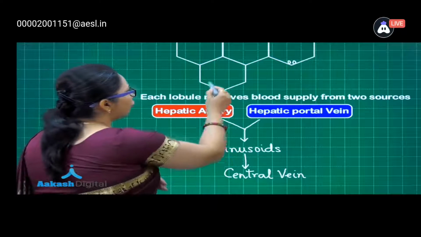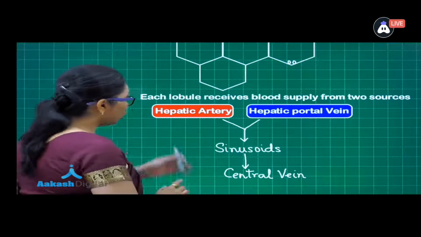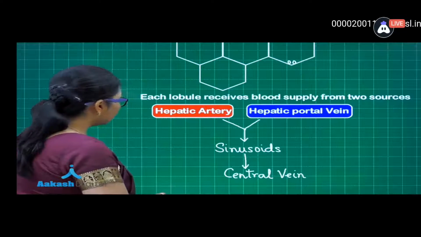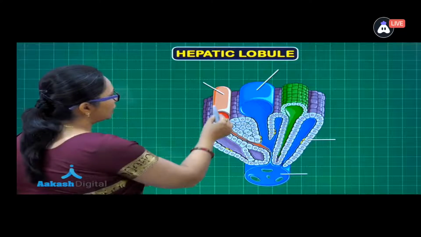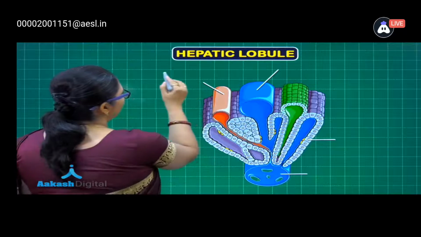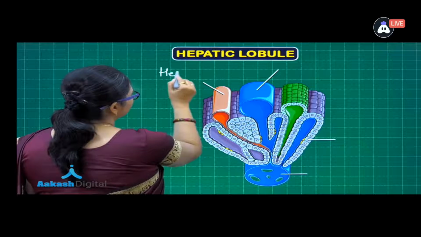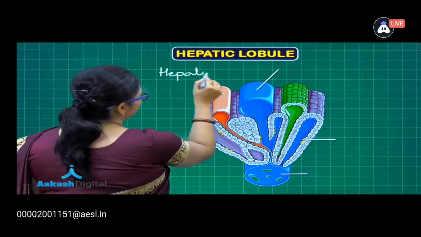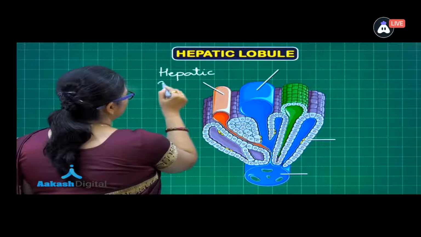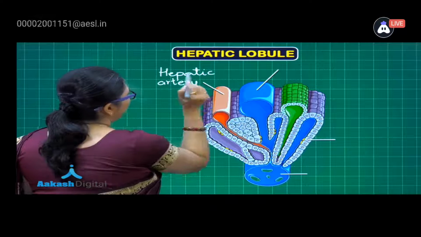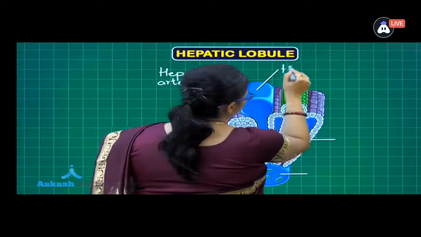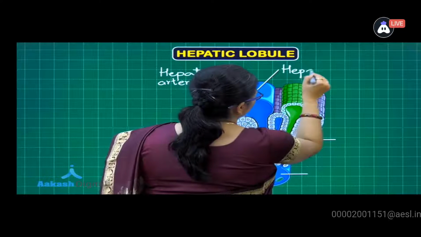Now, if we take one region from this hepatic lobule and magnify it, what will we see here? In this case, we can see this is the branch of hepatic artery. And here this is the branch of hepatic portal vein.